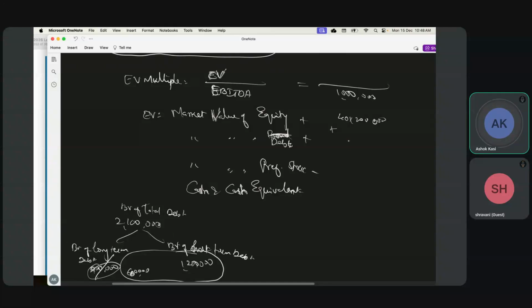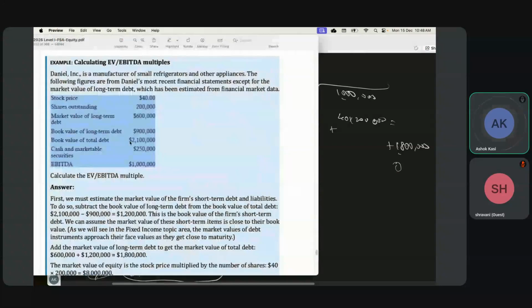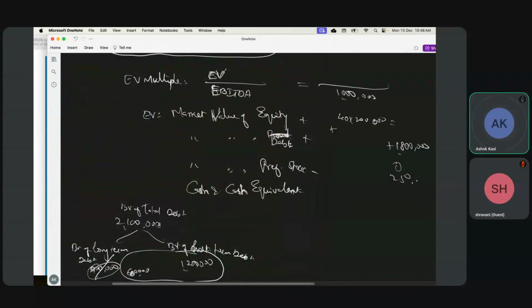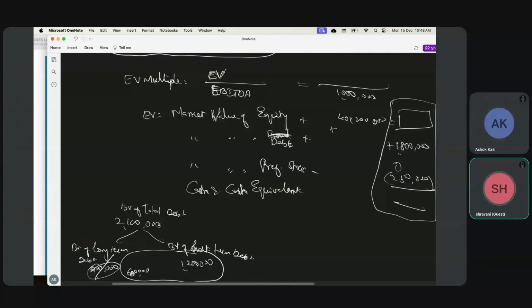So this amount plus 1.8 million. Preferred stock is nothing, it's not given. Cash and cash equivalent is minus 250,000. You understood this one? Calculate all this. This is cash and cash equivalent, you should reduce it.